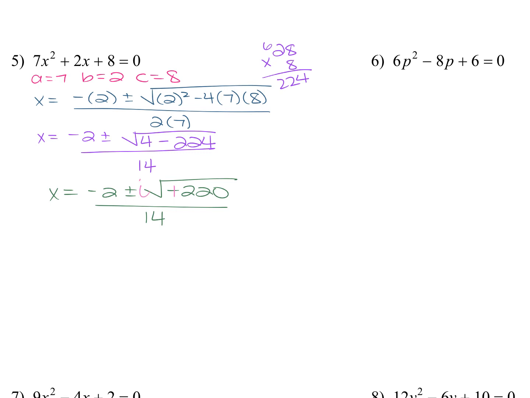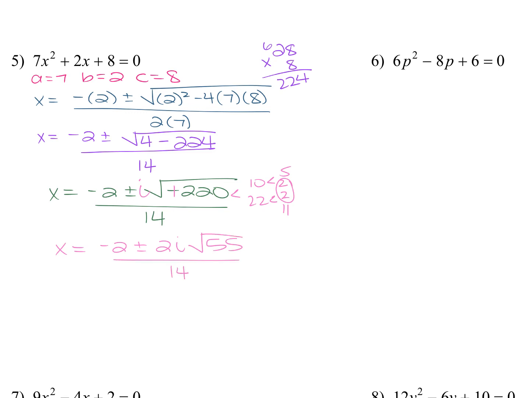I comes out, turns it into a positive 220. 220 is 22 and 10. 10 is 2 and 5. 22 is 2 and 11. Your 2's pair up. Your 5 and 11 stay under. That gives you negative 2 plus or minus 2i square root 55 all over 14.